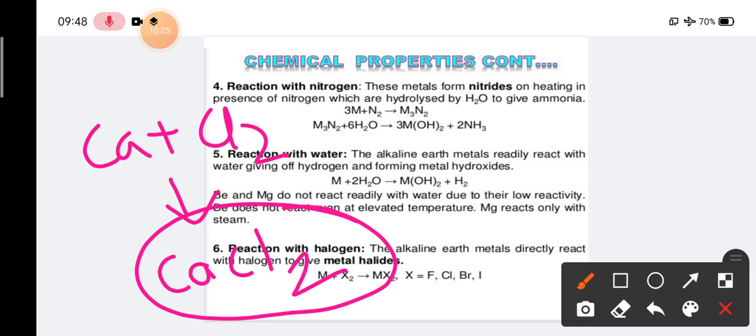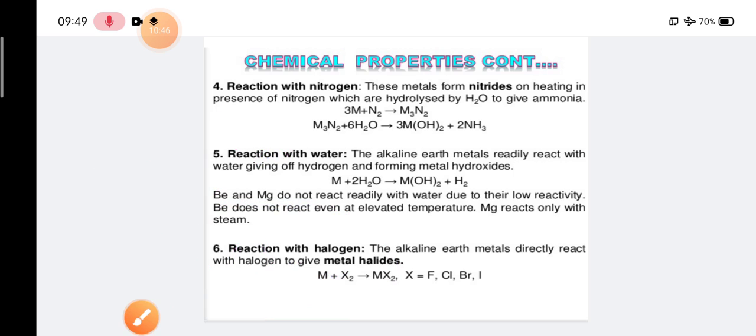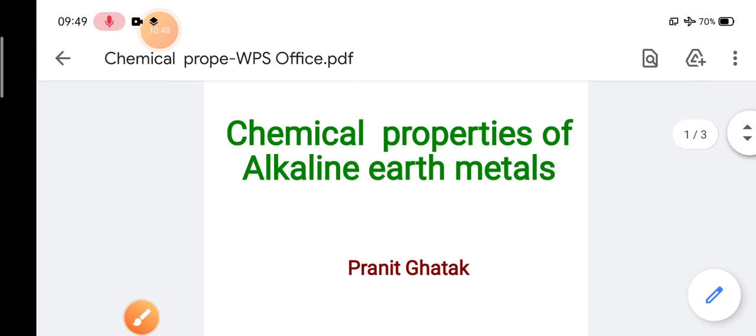alkaline earth metals. In the S block elements we have two groups, that is alkali metals and alkaline earth metals. We have discussed the physical and chemical properties of all of these groups as well. In this class I have discussed the chemical properties only, but in the previous classes I have discussed the physical and chemical properties of alkali metals as well as alkaline earth metals. I hope you have understood this part very well.